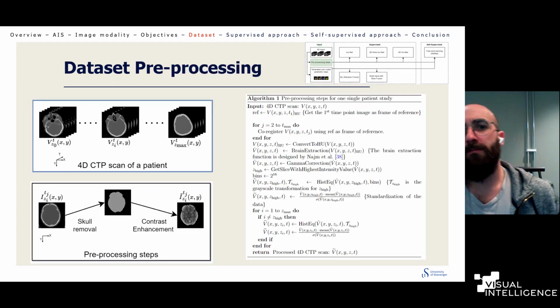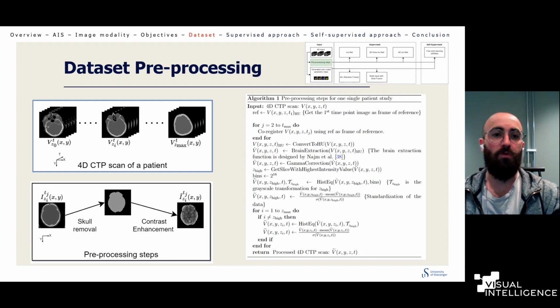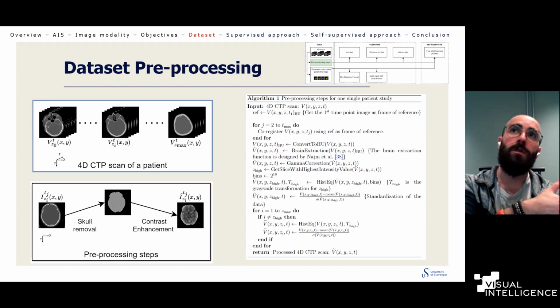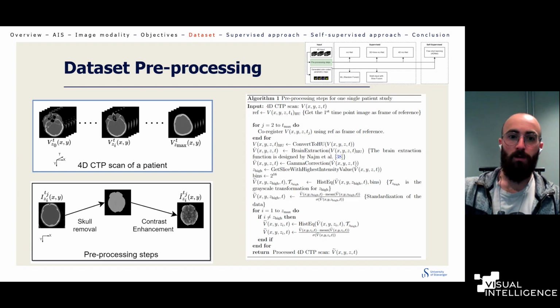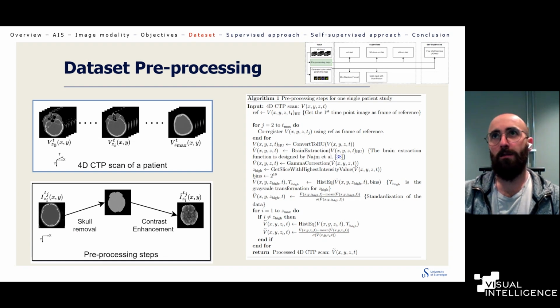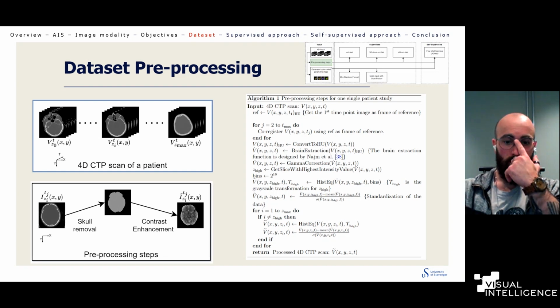As I mentioned before, we perform some pre-processing steps on our data set in order to go from the raw CT perfusion scan to something more visually appealing. From the CT perfusion scan, we extract the brain with a publicly available algorithm. Then on the extracted brain, we use a contrast enhancement algorithm to better highlight the wash-in and wash-out of the contrast agent.